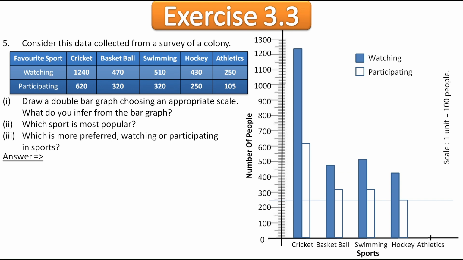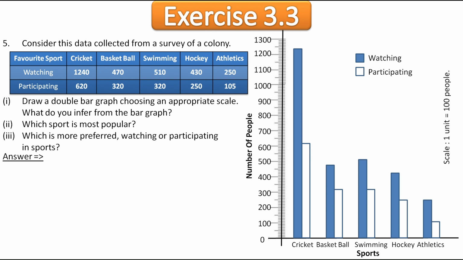Athletics: 250 people are watching and 105 people are participating. Now, what do you infer from the bar graph? From the bar graph we can easily tell which sport is popular, which sport is least popular, and many more things. We can easily tell that watching people are more than participating people, and so on.